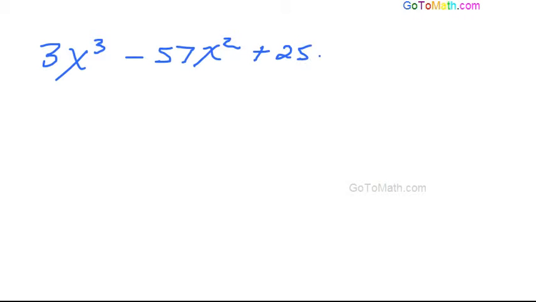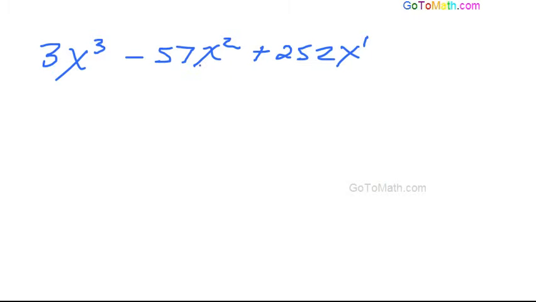Okay, we got that. So we have 3x cubed minus 57x squared plus 252x. What do we have? We have an x, an x squared, and an x there. So it looks like we can factor an x out. Now remember, this is to the first power here.